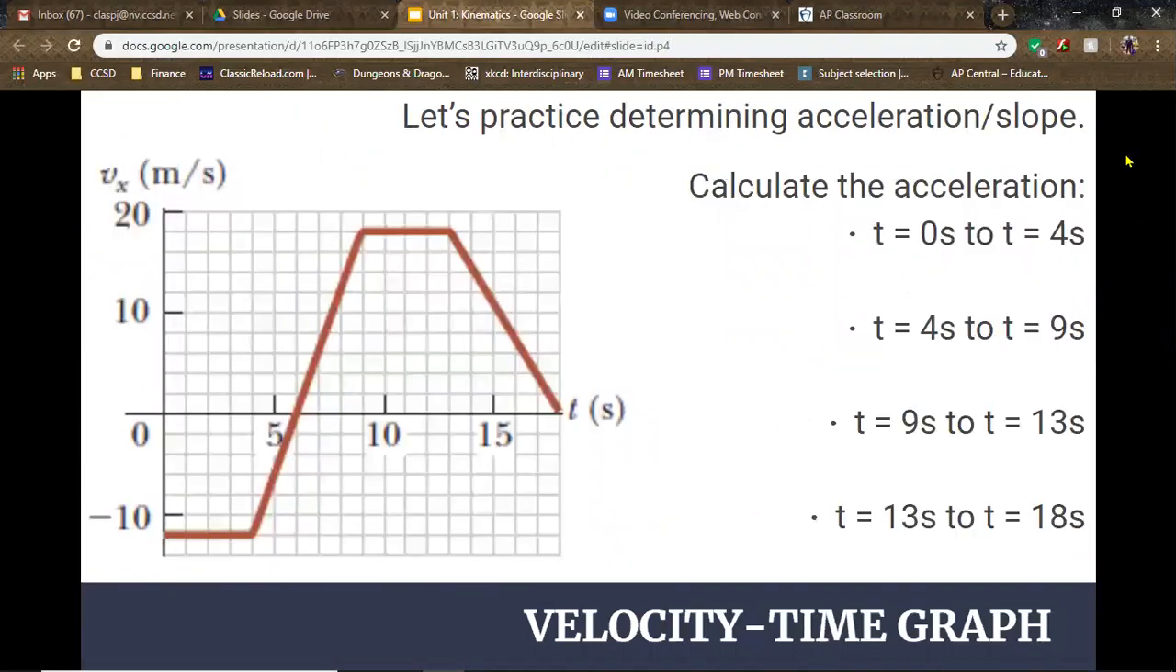So let's practice. Pause if you need to. I'll pause for a little bit, but if you need more time, that's fine, just pause the video. Let's practice determining acceleration from a velocity time graph, all right? Once again, four different sections. I want you to go from zero to 4 seconds, tell me what the acceleration is. Then from 4 seconds all the way up to 9 seconds, what's the acceleration? Then from 9 seconds to 13 seconds, what's the acceleration? And then from 13 seconds to 18 seconds, what's the acceleration? So pause if you need to, take a little time, see what you can figure out.